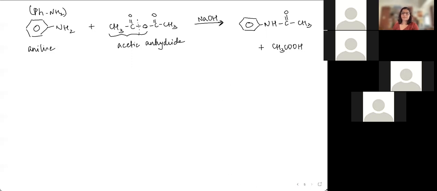So the IUPAC name is N-phenyl acetamide, or ethanamide, sorry. Acetyl is common, ethanamide. The common name is what you guys have mentioned, acetanilide.